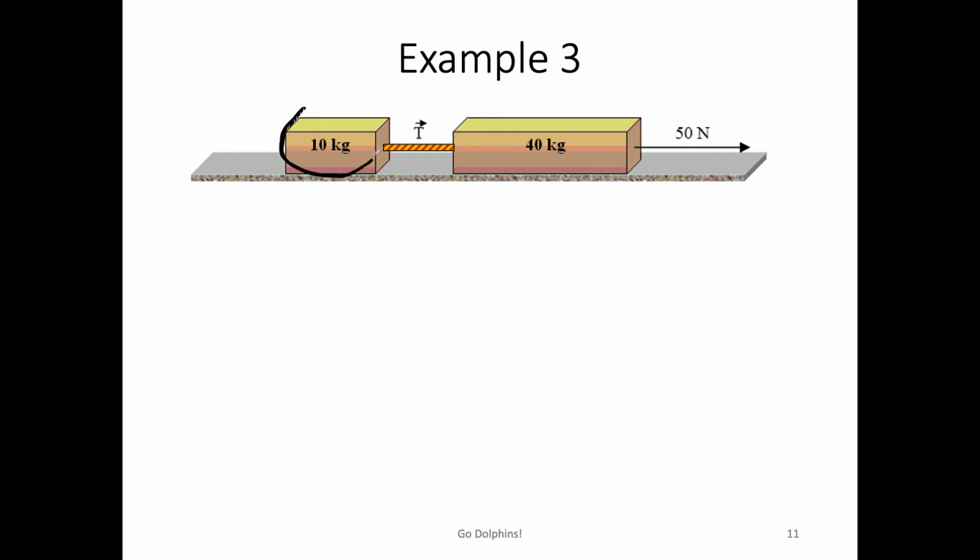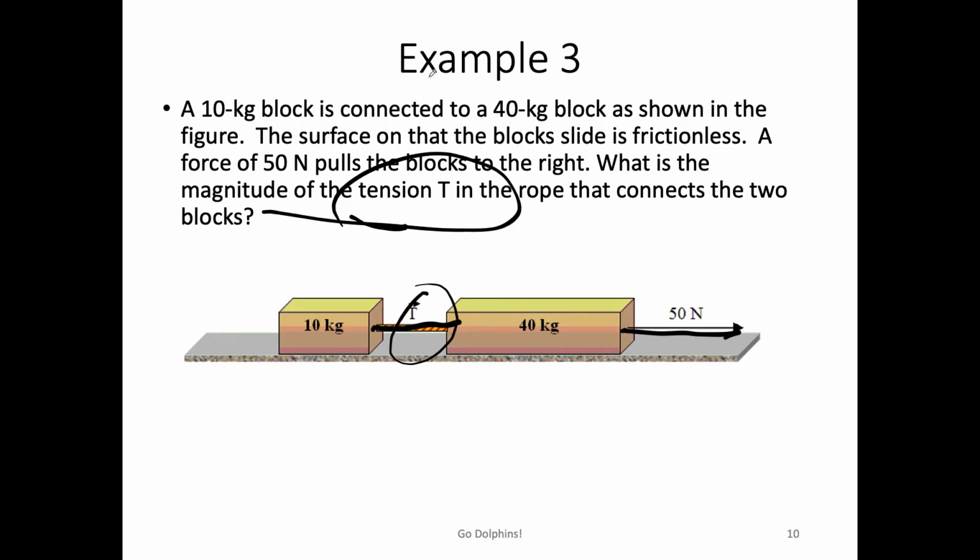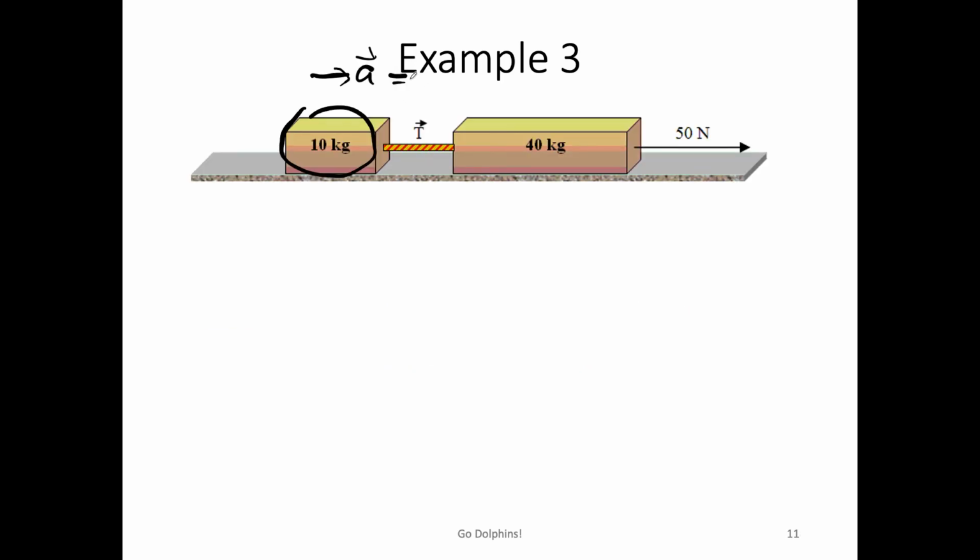If we look at this 10 kilogram and if we know its acceleration, it's going to be equal to the net force acting on this 10 kilogram, right? And the problem says the surface is frictionless. So in the horizontal direction, the only force acting on this 10 kilogram is T. So m a for the 10 kilogram equals T. If I can find out the acceleration of this 10 kilogram, I can find out this tension. The question is, how do we find this acceleration?